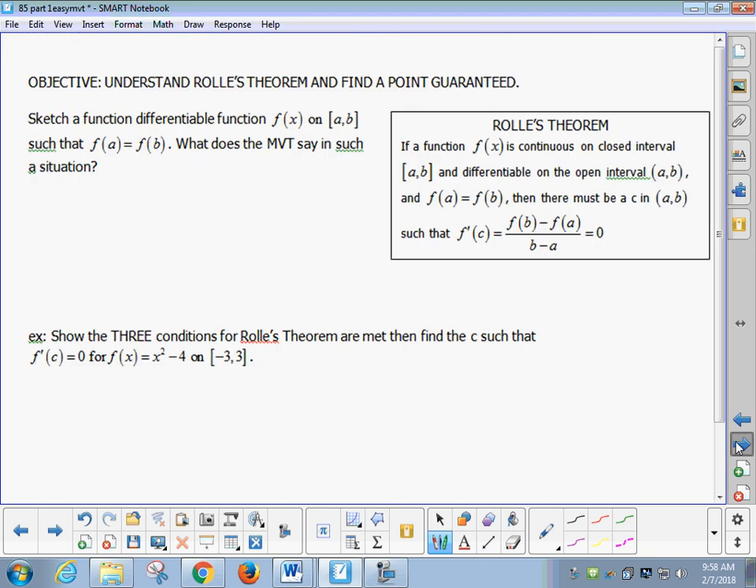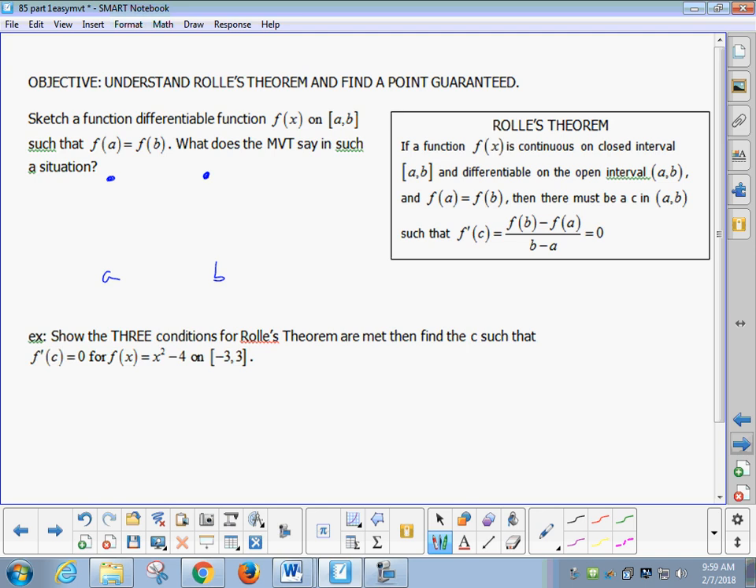All right? Now a special case for the MVT, and this is special. Consider a function that's differentiable, so smooth and continuous, on an interval a to b, but also f at a equals f at b. What does that mean about the endpoints? Feel free to use your hands. They have to be just like this. Same level at A and B, the Y values have to be exactly the same.